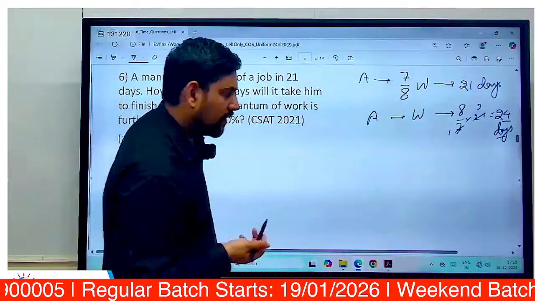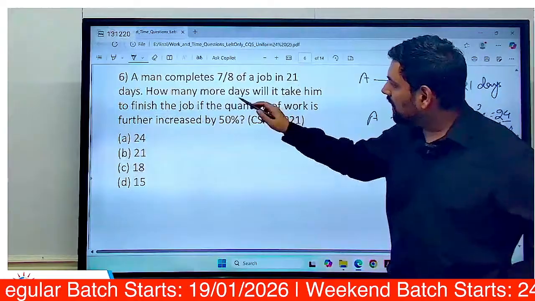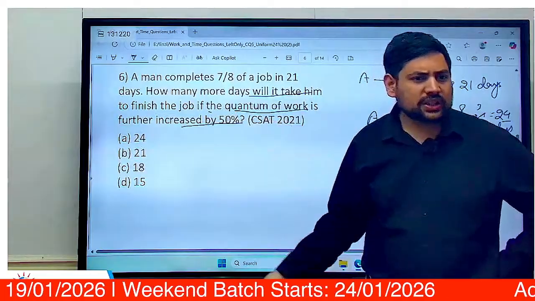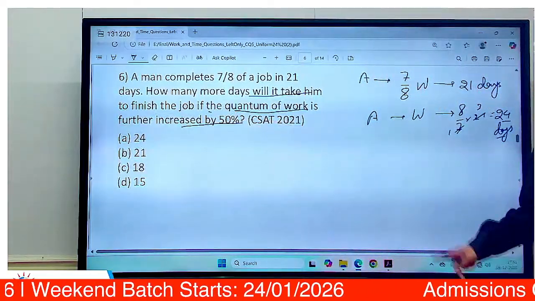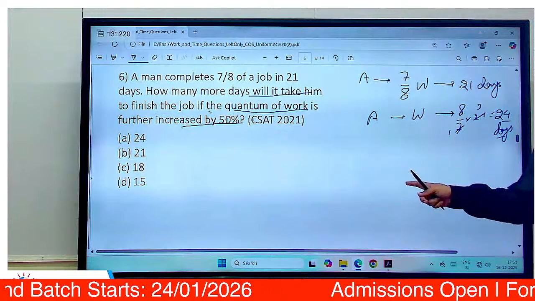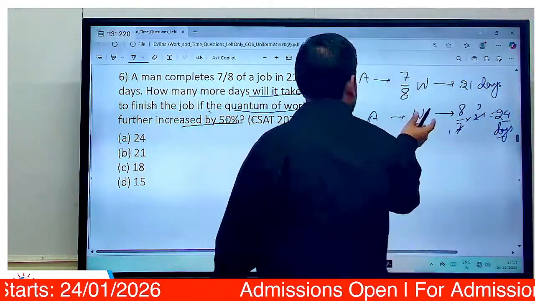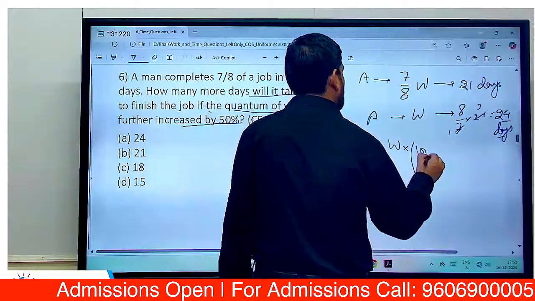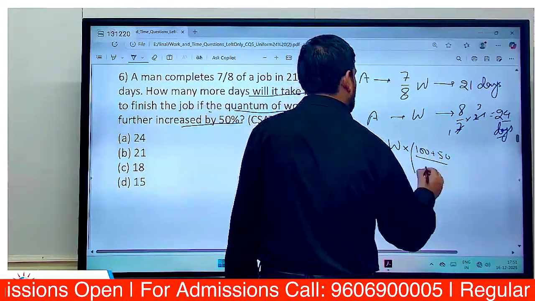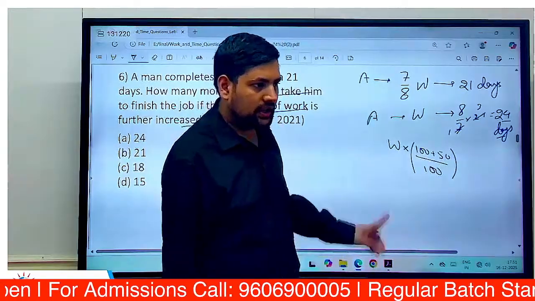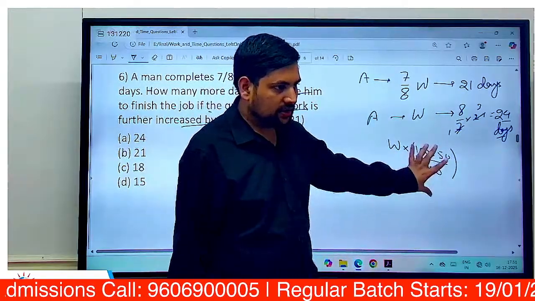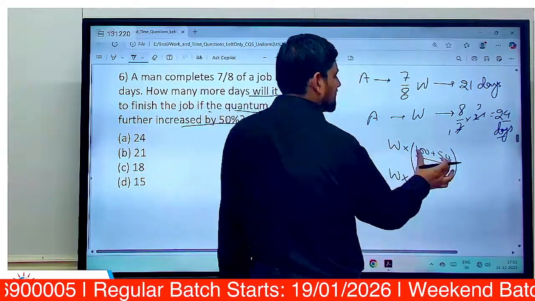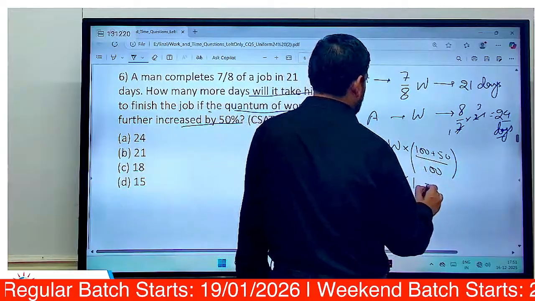Now it is asking you, how many more days will it take him to finish the job if the quantum of work is increased by 50%? Quantum of work is increased by 50% means what? W becomes 1.5 W. So basically we have to increase W by 50%. How will you increase W by 50%? W into 100 plus 50 by 100, because I have to increase work by 50%. So this becomes W into 150 by 100, that is 1.5.